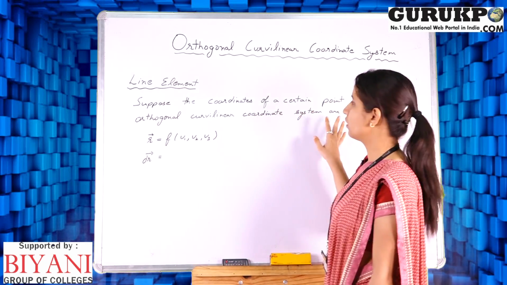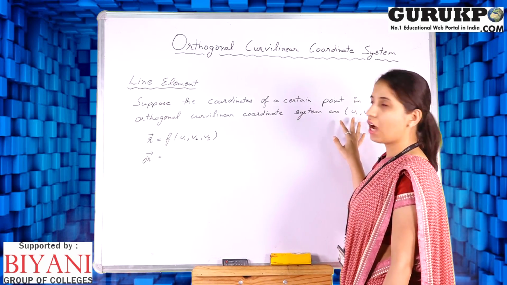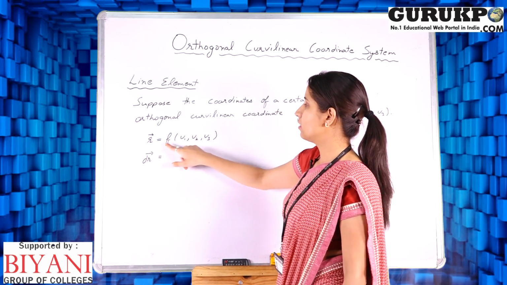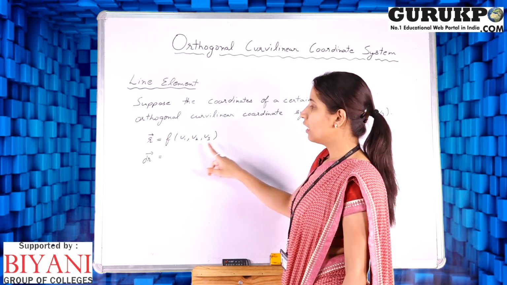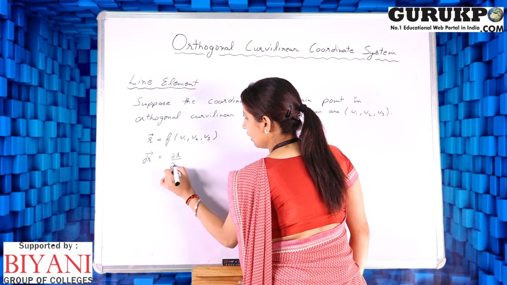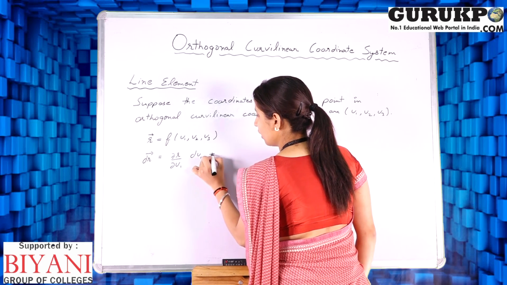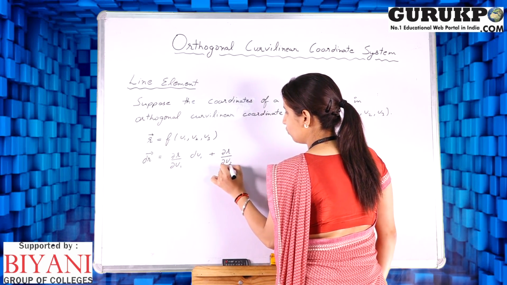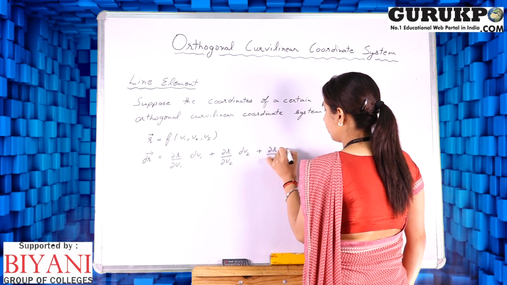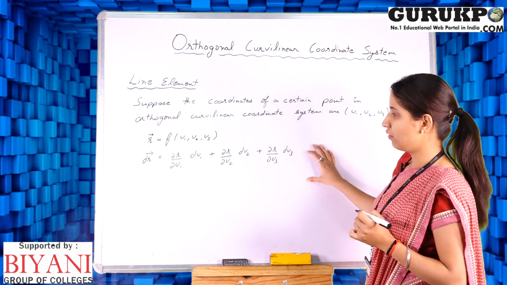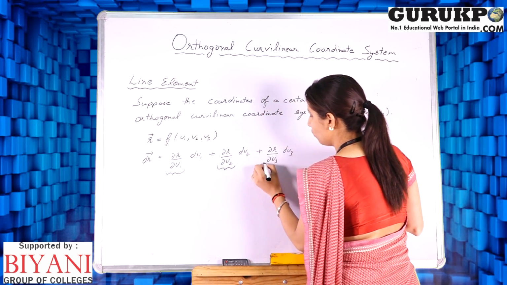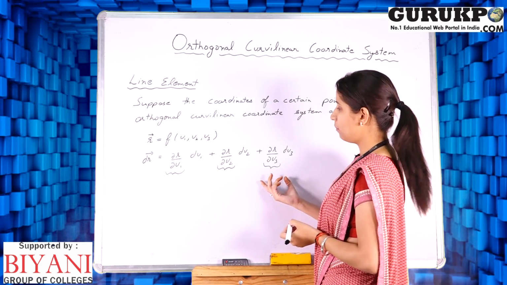Suppose the coordinates of a certain point in an orthogonal curvilinear coordinate system are U1, U2 and U3. So, taking the position vector R as a function of U1, U2 and U3, we will take the partial derivative of this. It will be del R by del U1 du1 plus del R by del U2 du2 plus del R by del U3 du3. The terms del R by del U1, del R by del U2 and del R by del U3 are called the base vectors.